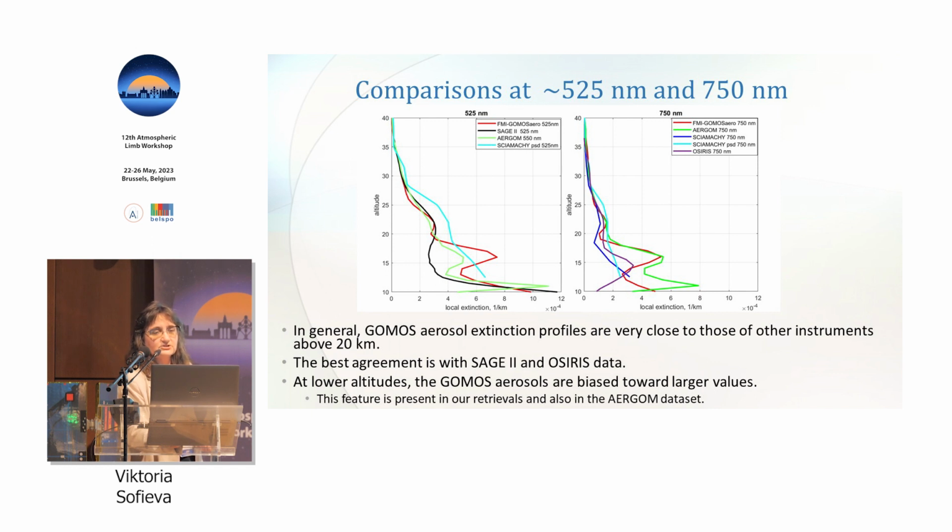In general, above 20 kilometers, GOMOS aerosol extinction profile is very close to data from other instruments. But below, in the vicinity of the tropical tropopause, GOMOS reports larger aerosol extinction. And this feature is present also in the ARGOM dataset.